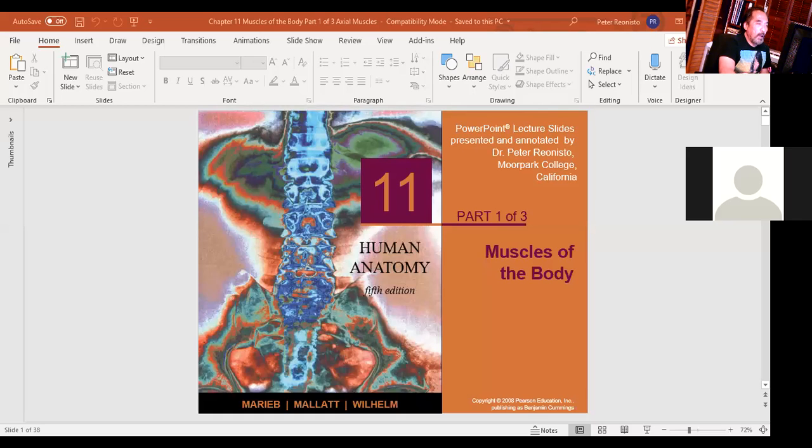All right, so we're back. We're going to go to the first part of the muscle lecture. So it's going to be the muscles of the body, part one. There's three parts of that, so we're going to do part one today. It's going to be axial muscles, anything in the middle. That's going to be our part one lecture.